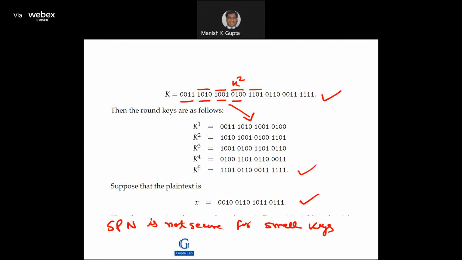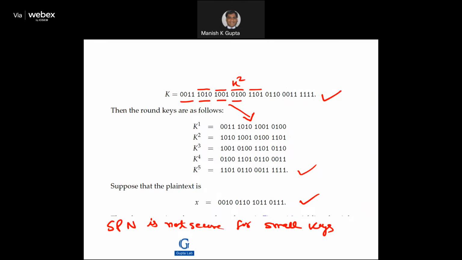This is a random key K. So this is how we can get the first round key. Take L equal to 4, so 4 bits, 4 bits, 4 bits, 4 bits. The first 4 vectors I am putting as K1. So 0011, 1010, 1001, and 0100 is the first subkey.